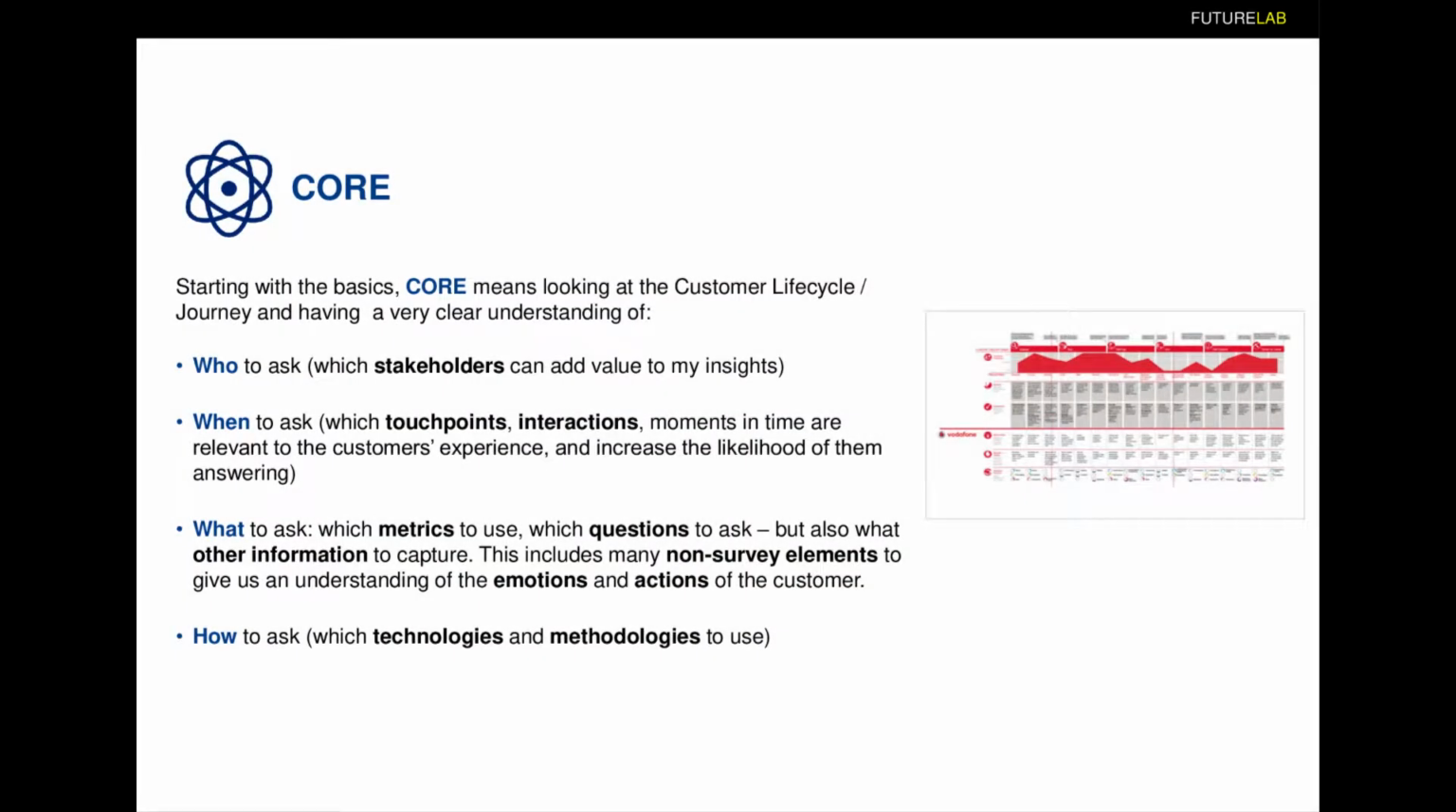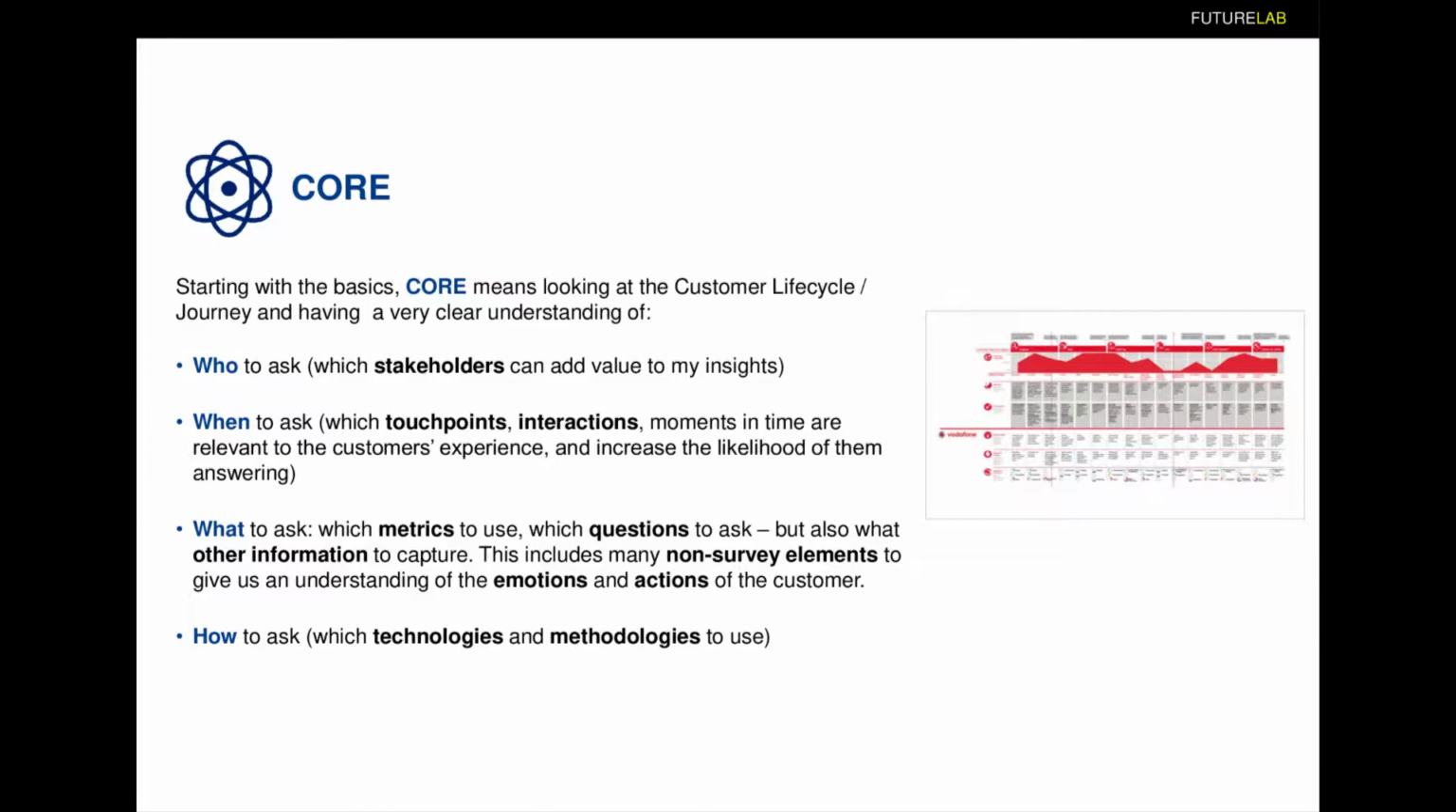And the very first topic of that is, like with any project that you start, you need to have a very clear understanding of what is your data strategy. And we summarize that quite simply into who, what, when, and how. So first of all, we need to establish who do we actually want to talk to? Who are the right stakeholders who can deliver interesting insight to us, but are also willing to engage with us and deliver those insights to us?